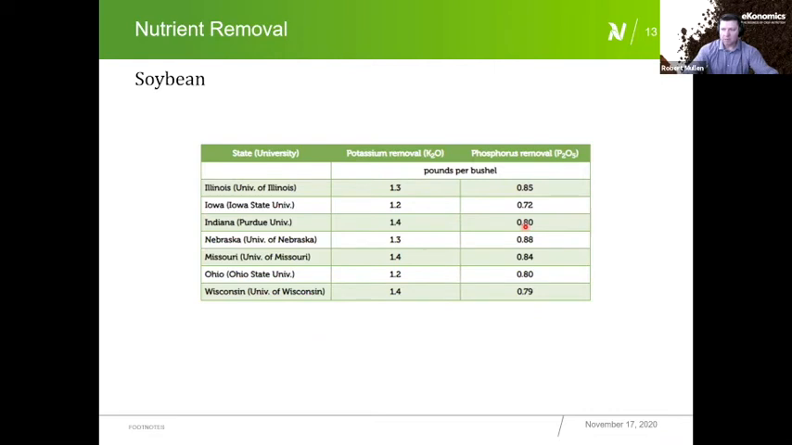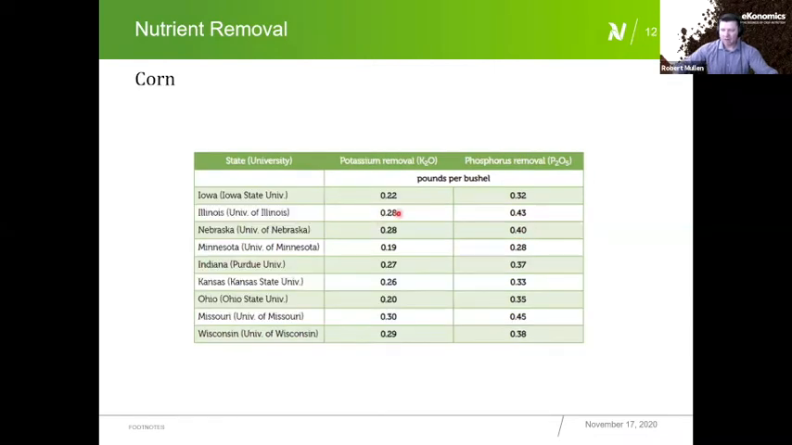Surprisingly enough, I'm going to go back to the corn slide here. They're not all that dramatically different. There is a range. That doesn't surprise us. Even like this value that's reported from Minnesota, there's going to be a range about that. There's actually one state, I want to say it was Illinois, and the folks at Illinois can condemn me if I'm wrong.